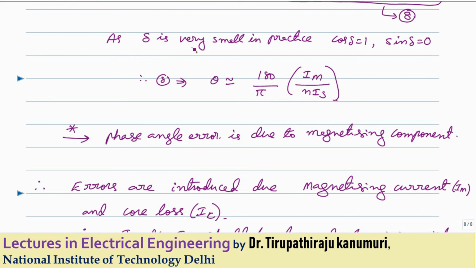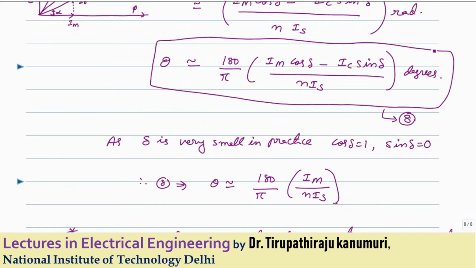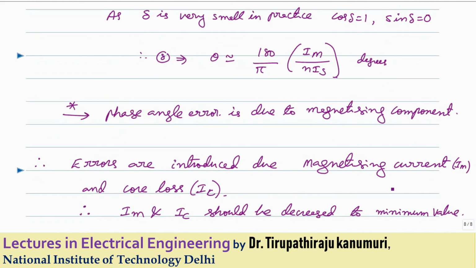So again same thing here. Practically the value of the delta is very small. So cos delta can be taken as 1, sin delta can be taken as 0. So when you substitute in this equation number 8, that equation number 8 becomes theta is equal to 180 by pi into Im by n times of Is, in degrees. So we can tell that the phase angle error is mainly introduced due to the magnetizing component of the no load current.